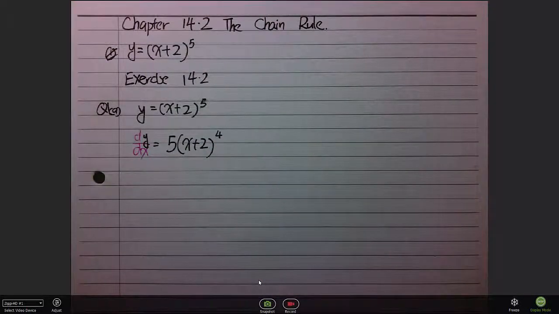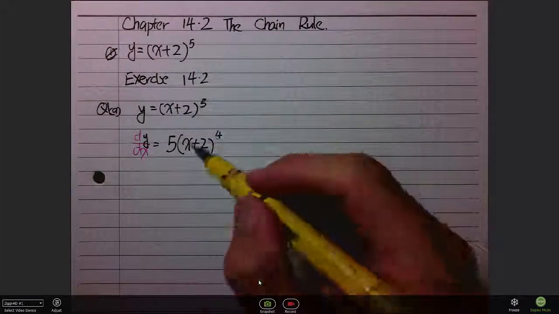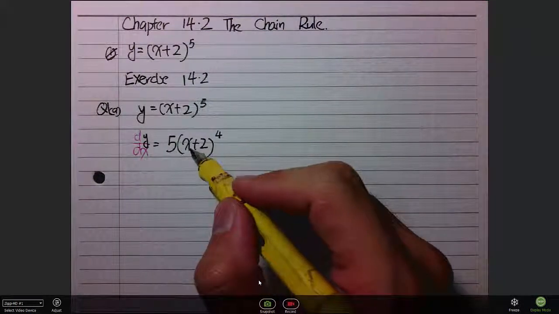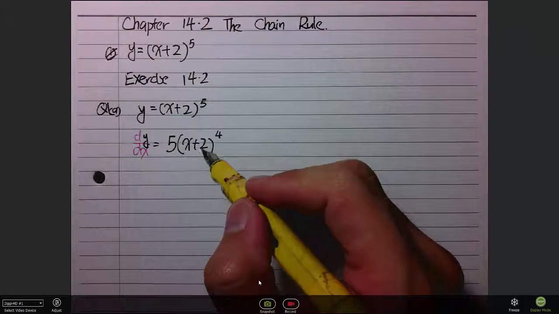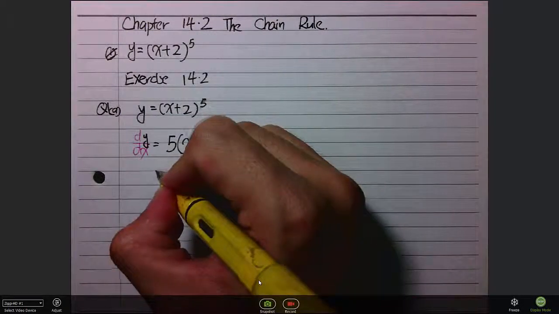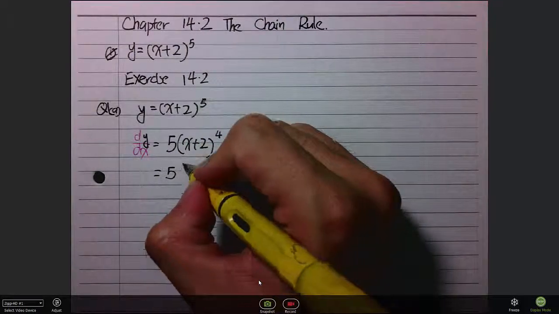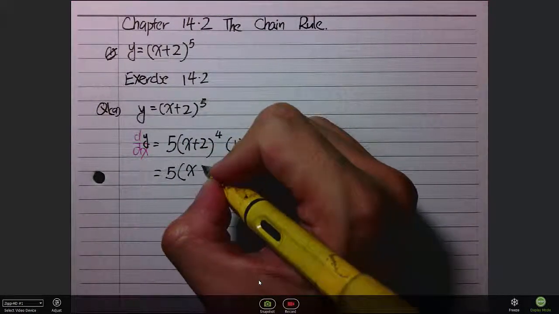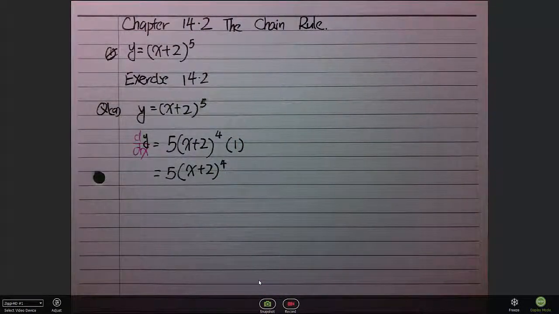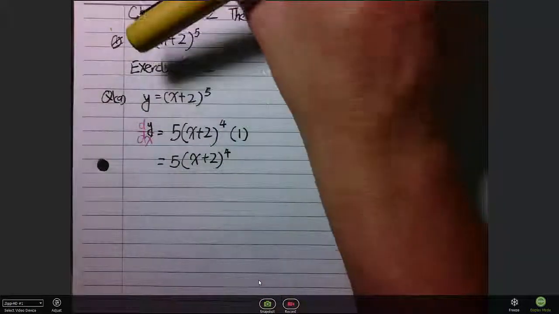The extra step that you must do here is this: once you have brought down the power and minus 1, you have to differentiate what's inside the bracket. You differentiate x, you get 1, you differentiate a number, you get nothing, so you get multiplied by 1. So the first derivative of y equals (x + 2) to the power of 5 is 5 times (x + 2) to the power of 4. That is question 1a.